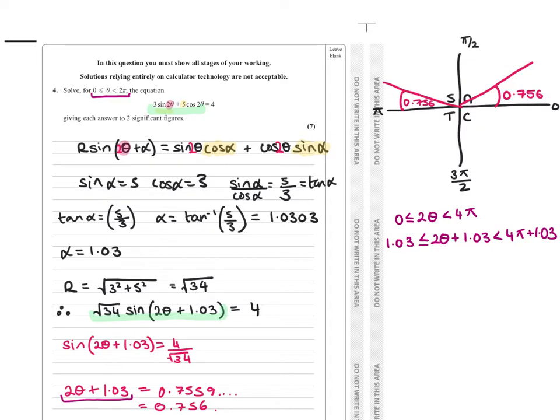Now we have the interval. We're going between 1.03 and 4 pi plus 1.03. Now we know that 1.03 is more than 0.756 but less than pi over 2. So it's about here, isn't it? Okay, this is 1.03. I mean, again, diagram's not drawn accurately. This is just to show you.